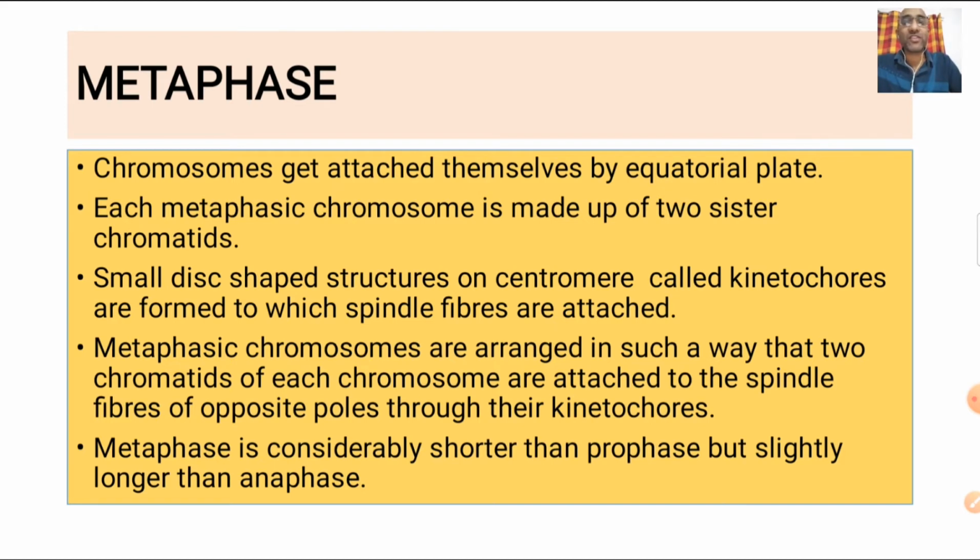Now metaphase is considerably shorter than the prophase but slightly longer than the anaphase. Remember, the most important thing during the metaphase stage is that the metaphasic chromosomes are arranged on the equatorial plate. By the time of metaphase, the nuclear membrane and nucleolus have totally disintegrated. Got it? So the chromosomes are arranged at the equatorial plate in such a way that the two chromatids, you know that each chromosome has two sister chromatids, are attached to the spindle fibers of opposite poles through their kinetochores. So how are they arranged? Let us see.